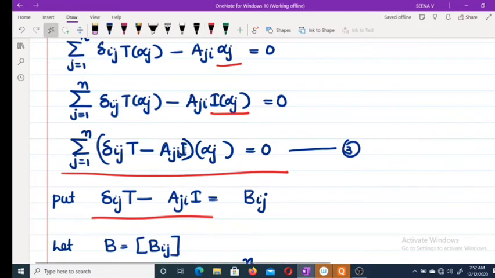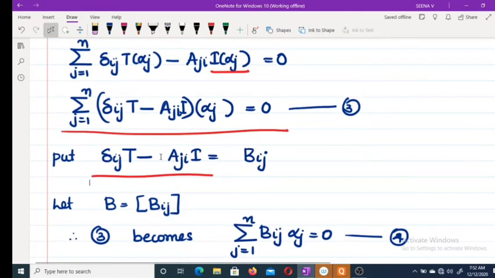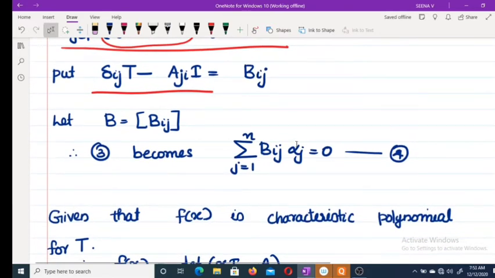Now consider the matrix B as B_ij. This whole term is B_ij. Therefore this summation becomes sigma j varies from 1 to n B_ij alpha_j equal to 0. Clear?